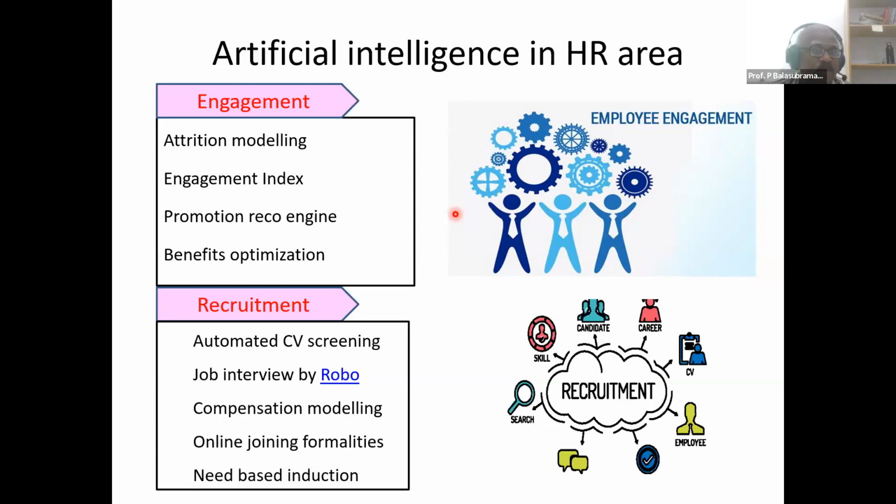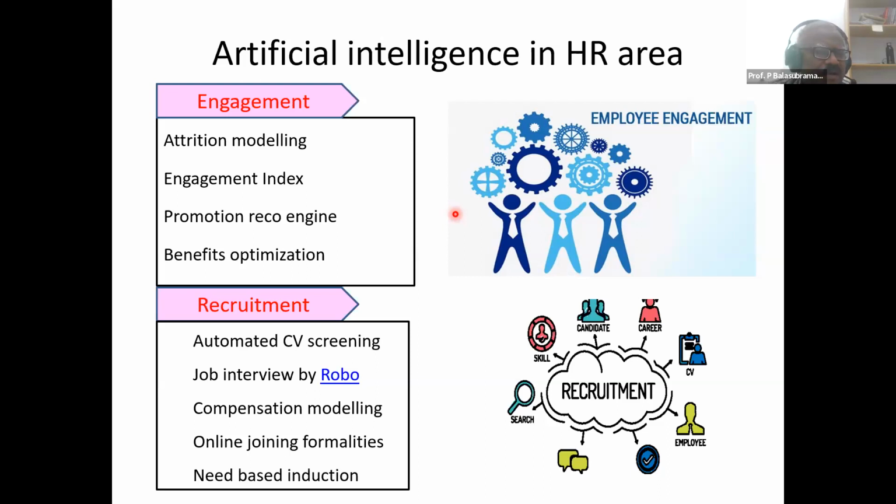So this can be done by using data science or artificial intelligence. Engagement index we can calculate. Promotion recommendation engine: to whom we have to give promotion, to whom we should not give promotion. That is also done with a machine learning model. And benefits optimization: what benefits you need to promote, what benefits you need not promote. Those kinds of things are done by AI.